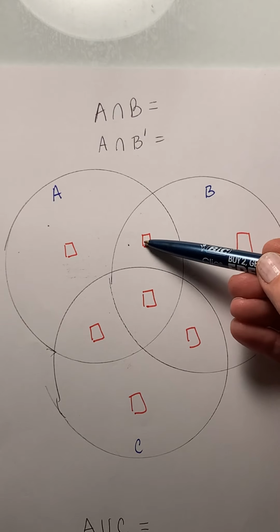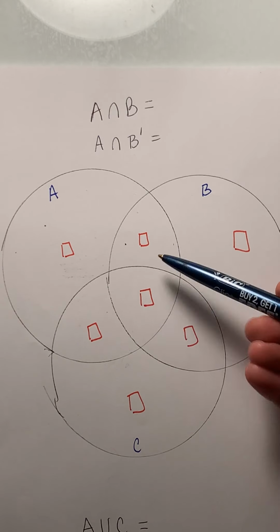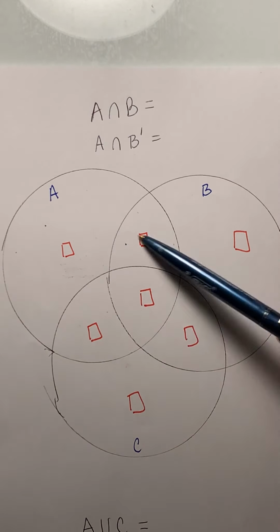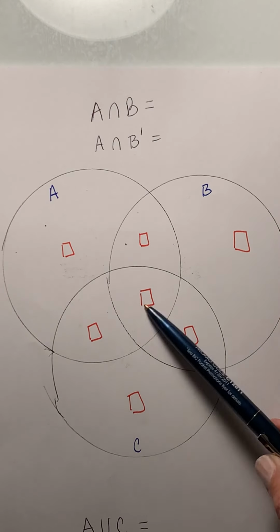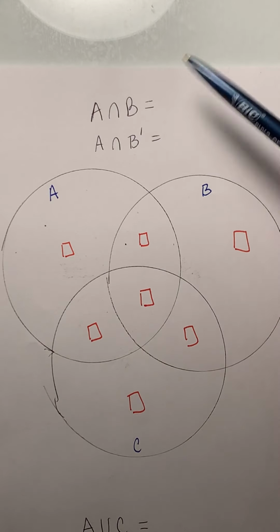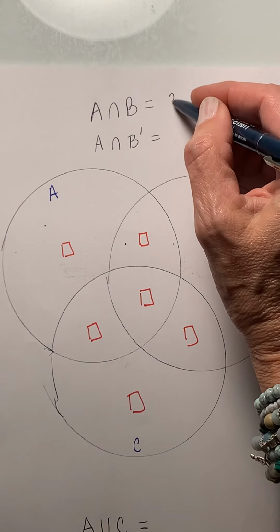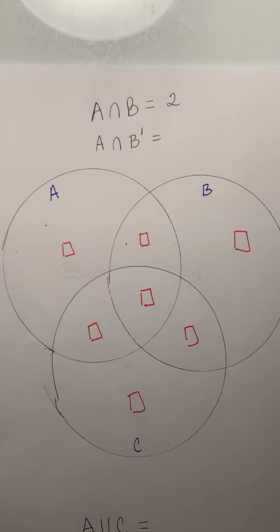So that would be this box and this box. So A consists of all these four boxes, 1, 2, 3, 4. B consists of these four boxes, 1, 2, 3, 4. But these two are the only two that are in the intersection. So there would be two items in the intersection of A and B.